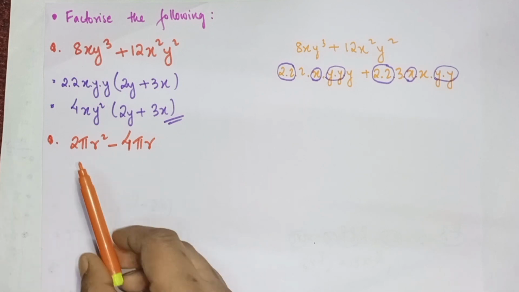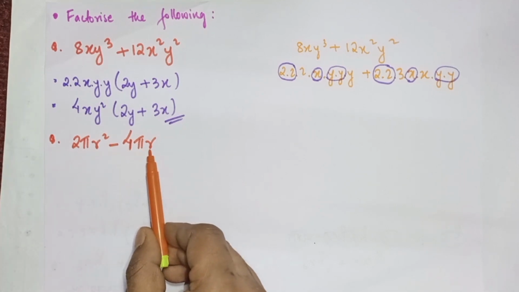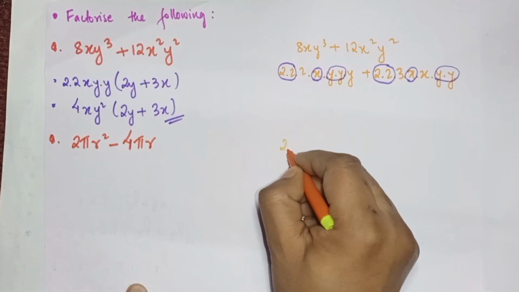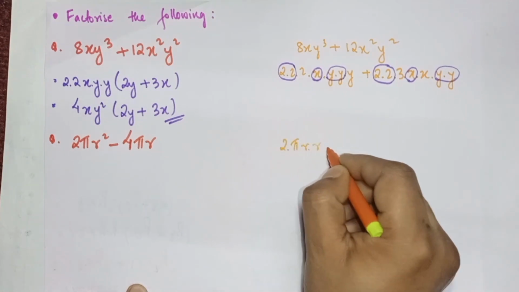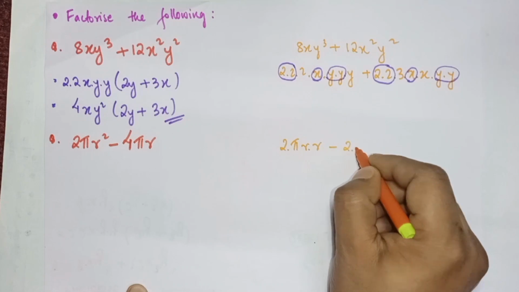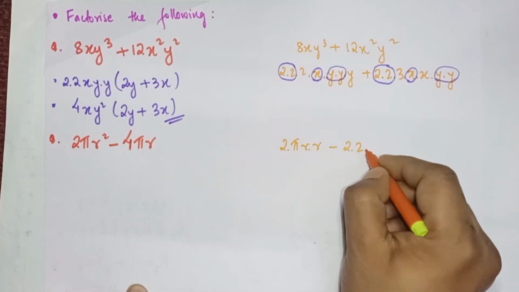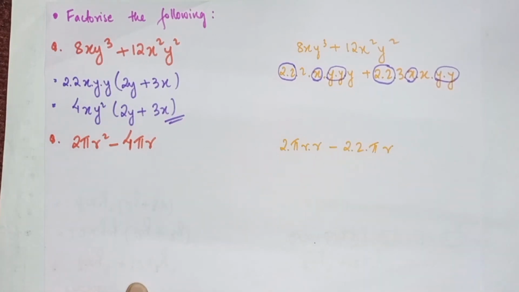So in this question you can see what you have is that 2πr² minus 4πr. So what you will do? 2πr² means r squared, and minus 4, I can write 2 into 2. Then what do you have? Pi, then I have r. So what you will do?